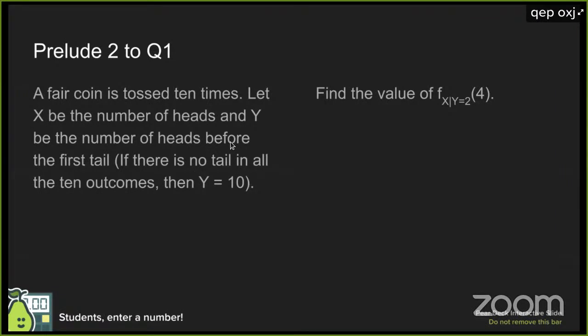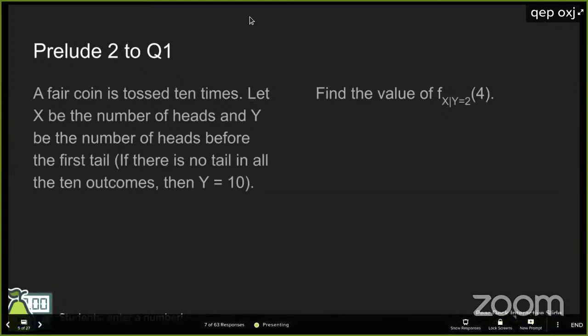So what is given here? Y equals 2. That means in the first three tosses, 2 H's are there and then a tail is there. Then we have to find the probability that x will take value equal to 4. So we have already gotten 2 heads. Now the remaining 2 heads will come in how many tosses? In the remaining 7 tosses, that probability you have to find. Think about this: it is a conditional distribution, so you have to apply the conditional probability formula for that.